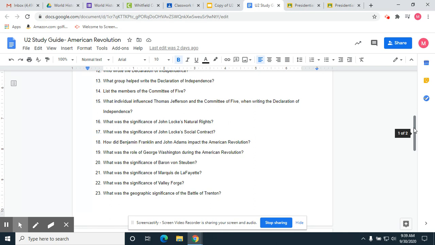Now this is kind of contradictory because property at this time could also mean slavery. But Thomas Jefferson is going to write life, liberty, and the pursuit of happiness. That's what we have in America, but it's based off John Locke's idea of natural rights.